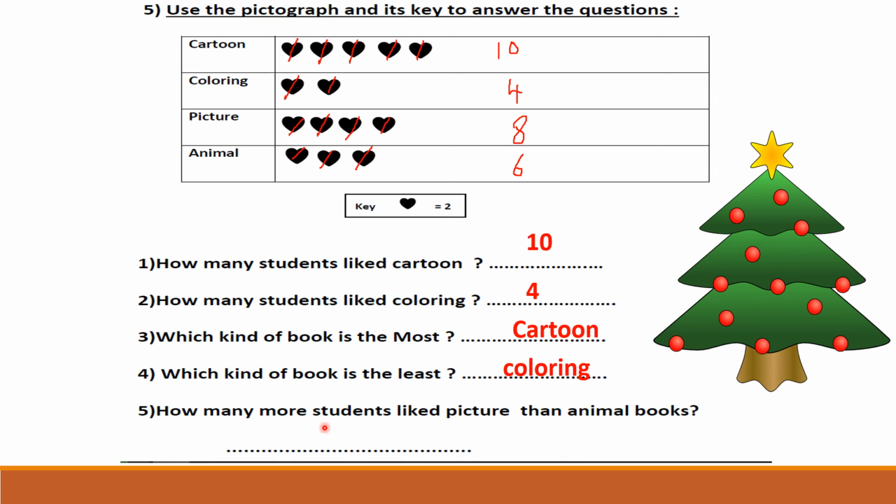How many more students like picture than animal books? So more than mean minus. So how many liked picture? It will be 8. And how many liked animal book? 6. So 8 minus 6, it will be 2.